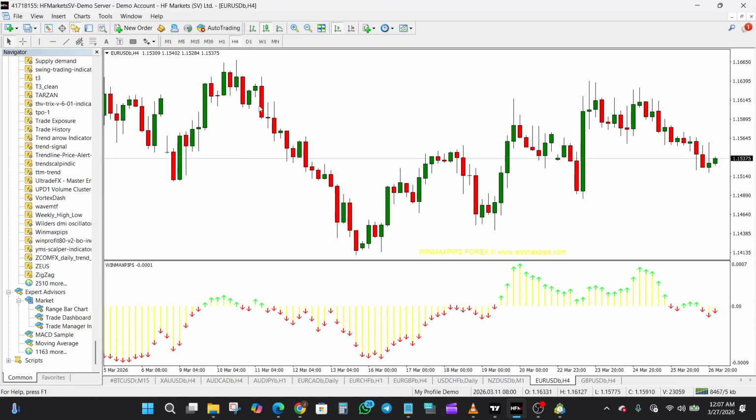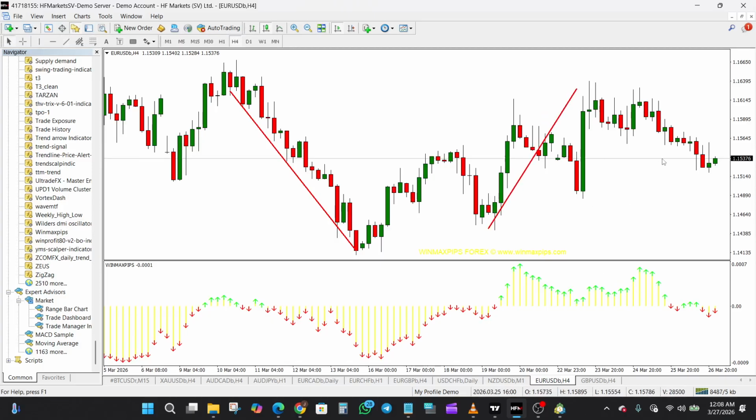You can see at this place we actually had the appearance of the sell signal from the Win Max Pips indicator, and you can see there was actually a sell move, right? And then you can see here we had a buy signal and there was actually a buy move, right?